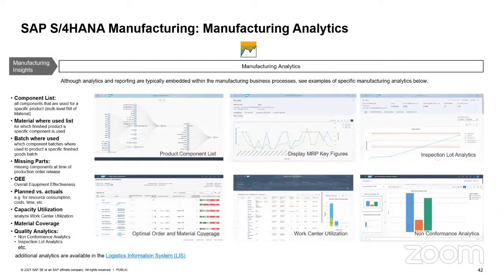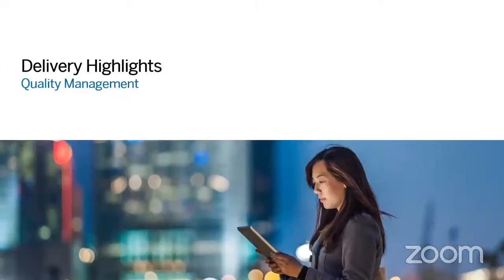So this app gives you wonderful information, and with that we also show a synopsis of manufacturing analytics, a list of apps which include component where-used list, material where-used list, batch where-used list, overall equipment efficiency, and multiple other areas to work with very good analytical visibility. And with that, I'll hand it over to Prabha. Prabha, maybe you can quickly wrap it up with the selected QM.